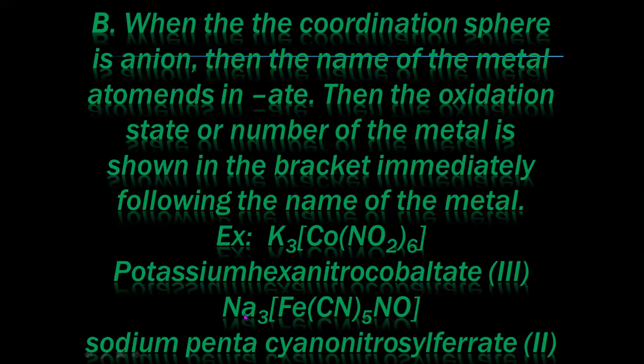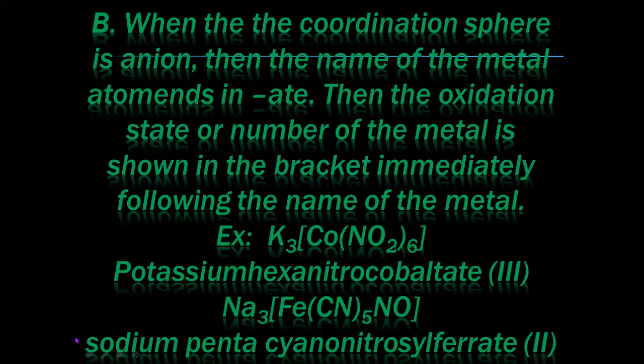This is one more example: Na3[Fe(CN)5NO]. Again here there are two different ligands. One is CN minus and the other is the NO molecule. Na means it will form cation. Each Na will have one positive charge. 3 Na will have 3 positive charges, and there will be 3 negative charges here. Then the coordination sphere is anion, or it is in anionic form.